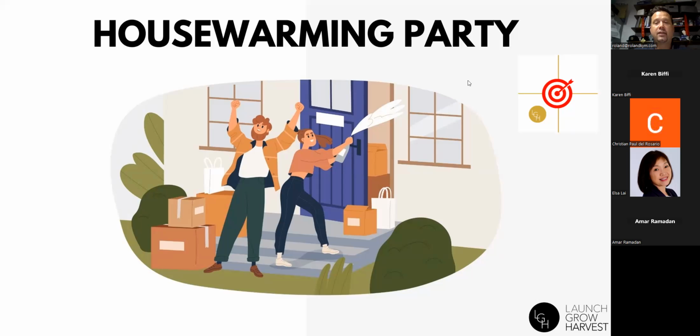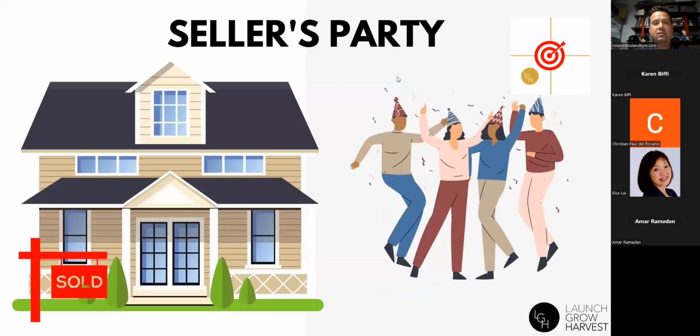The opposite version of that, and I don't personally know anyone that does this, but it's just as easy, is creating a seller's party. So, if the seller really loves their neighborhood and you did a great job and they're passionate about their neighborhood and they're sad about leaving, this is a really nice way of kind of closing the loop, and they would appreciate it as a gift.